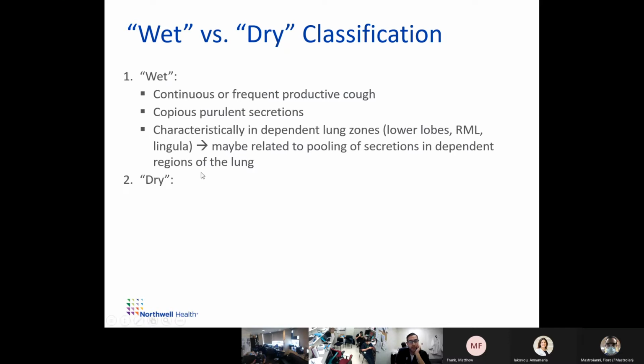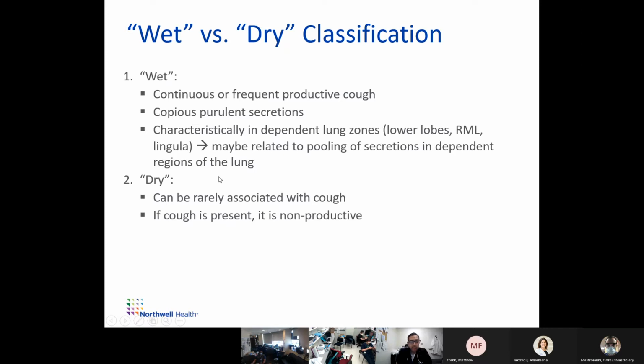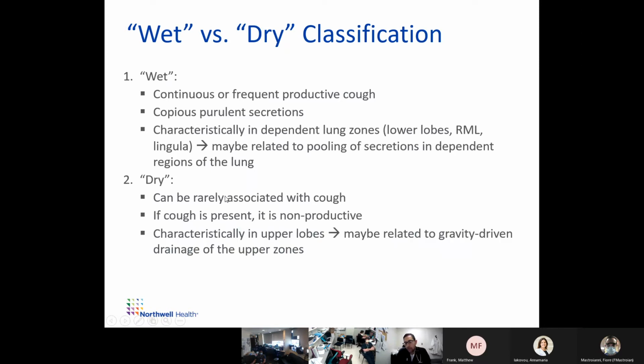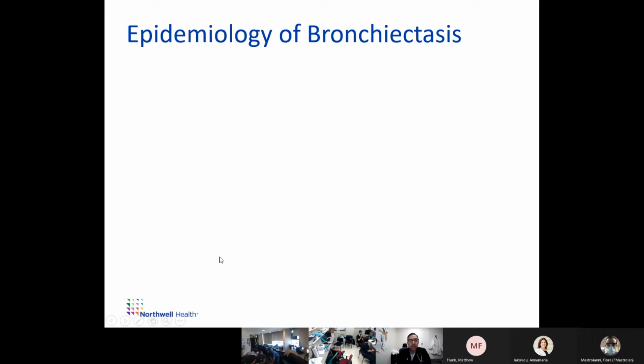Contrast this with the dry phenotype, which can be rarely associated with cough. If cough is present, it's non-productive. And this is classically in the upper lung zones. Of course, the big exception to this is cystic fibrosis, which does have an upper lung zone predominance. But some people like to have the wet versus dry classification.